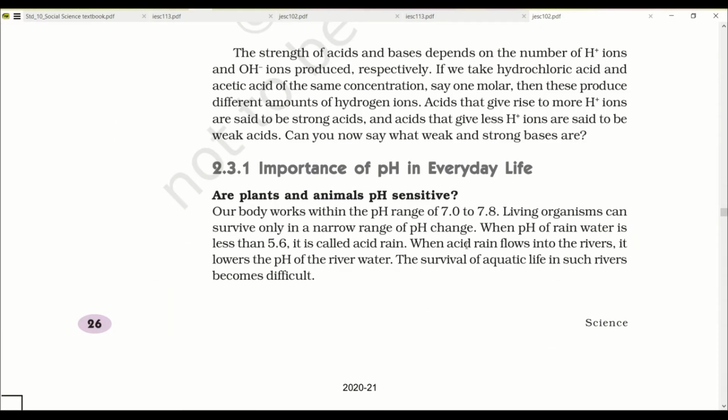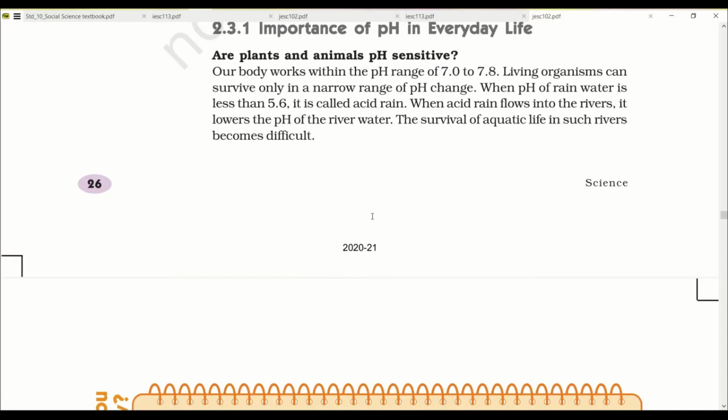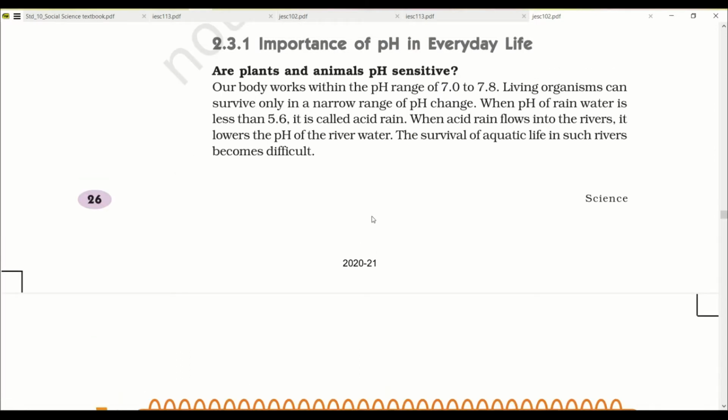The strength of acid and base depends on the number of hydrogen ions and hydroxide ions produced. If we take hydrochloric acid and acetic acid of the same concentration, say 1 molar, then these produce different amounts of hydrogen ion. Acids that give rise to more hydrogen ions are said to be strong acids, and acids that give fewer hydrogen ions are said to be weak acids. In the same manner, you can tell about bases. A strong base is a base which produces more hydroxide ions, and a weak base produces fewer hydroxide ions.